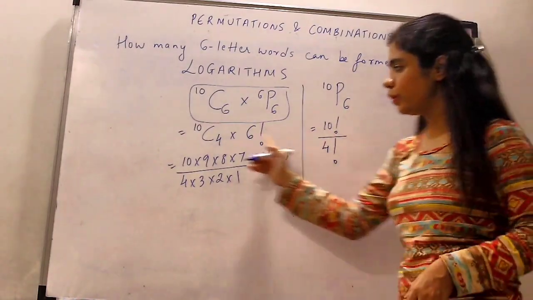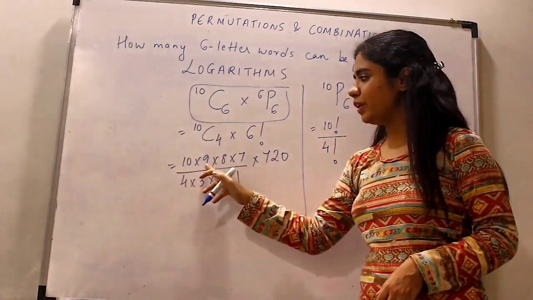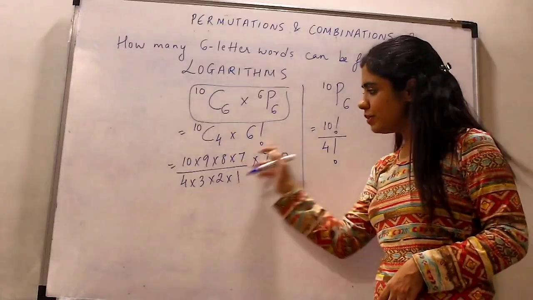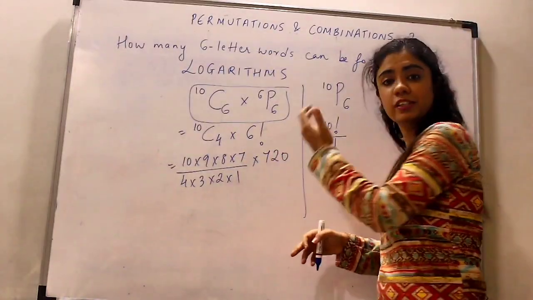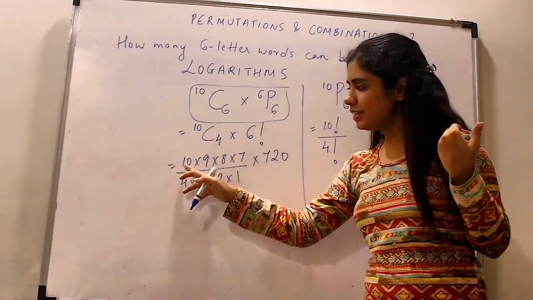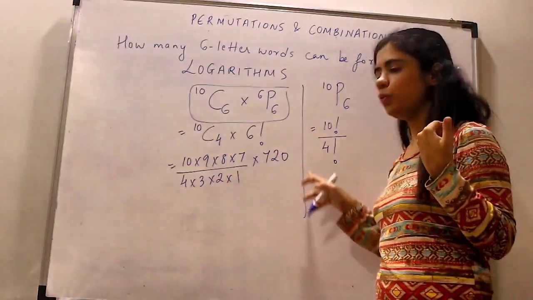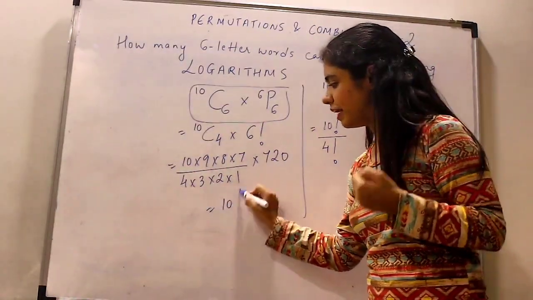Correct? If you look here also, 10 into 9 into 8 into 7 into 6 factorial. What is 6 factorial? 6, 5, 4, 3, 2, 1. So if I start from 10 and go up to 1, it is nothing but 10 factorial.